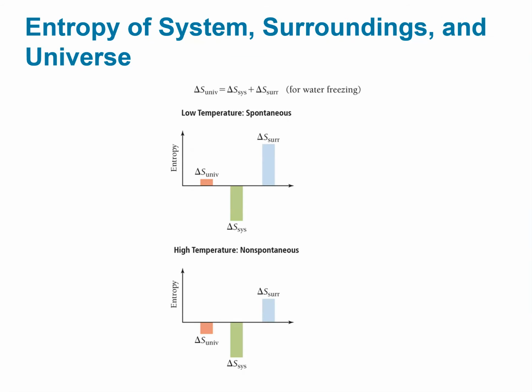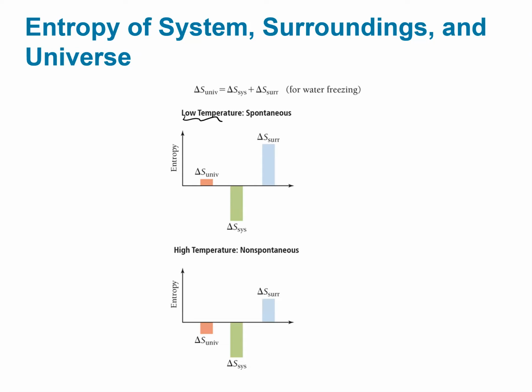Conversely, we can look at this with water freezing, because this is that system and surroundings, how much energy is available at high temperatures and low temperatures. At low temperatures, where freezing of water is spontaneous, the entropy is going to be positive, because despite the change in entropy being negative for the system, we have this increase in entropy for the surroundings.